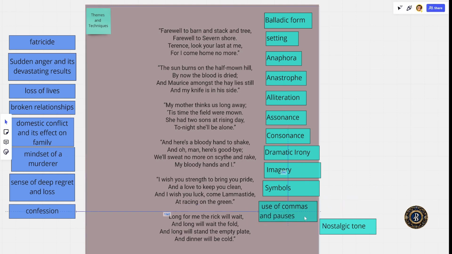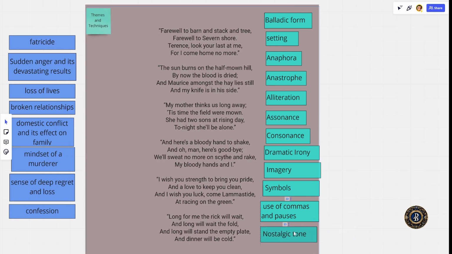Use of commas and pauses. You will find throughout the poem there are commas and also semicolons employed. Why are there lots of commas? It simply suggests a pause, and once again the speaker is quite disturbed. He is in an agitated state of mind after committing this crime. He is unable to express his feelings quite clearly. So to indicate that, the writer has used lots of commas, pauses, as well as anaphora.